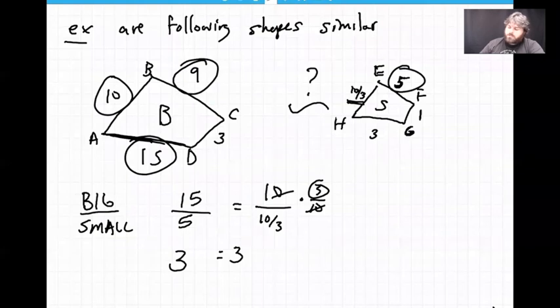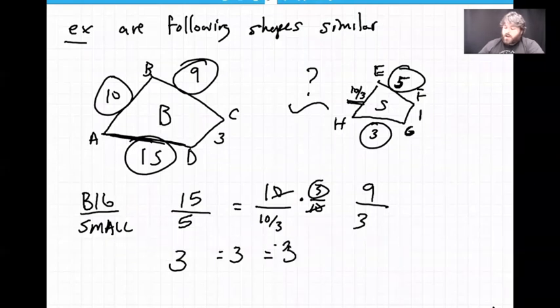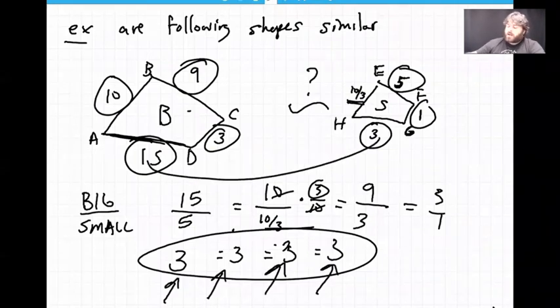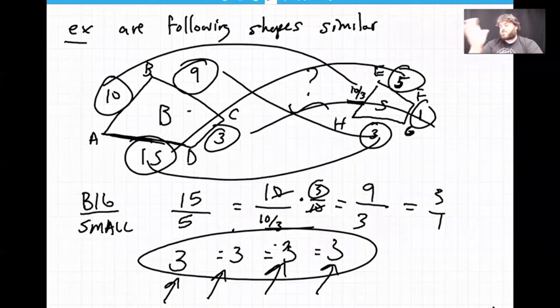Then I look at my second smallest side, so 9 over 3. That is also 3. And then finally, my small side, 3 over 1. So as you can tell, all of these ratios are equal. That means it's proportional. So because it's proportional, I say yes, these two shapes are similar to each other. And again, this number 3 is my scale factor. It's saying it's 3 times as big. If I look at the sides, they're all 3 times as big. Every side times 3 makes the larger one. So that's my scale factor.